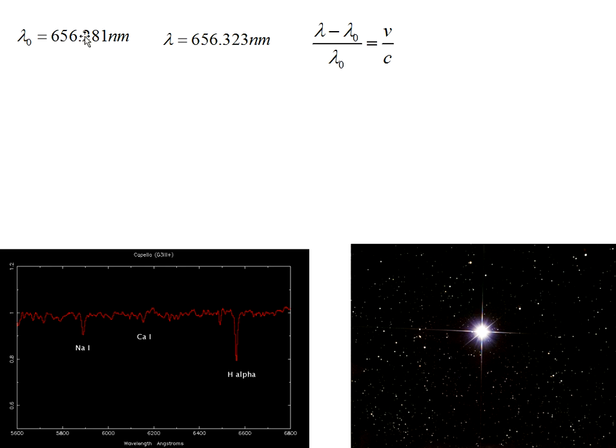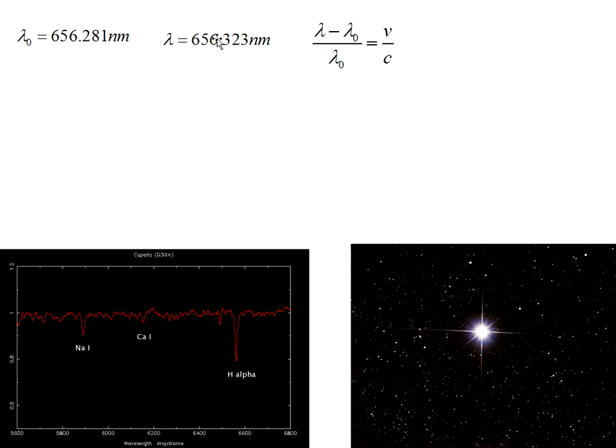doesn't show up at the laboratory or the sun value. It shows up at a slightly longer wavelength, 656.323 instead of 656.281. The fact that the observed wavelength shows up at a longer wavelength than the emitted, what we know it's emitted, we can conclude that the star is moving away from us.